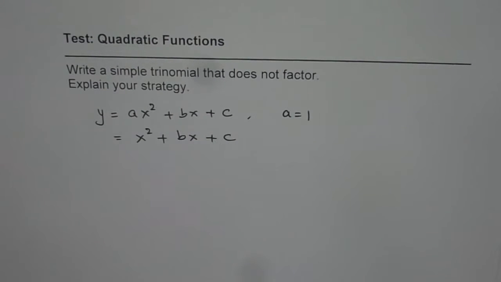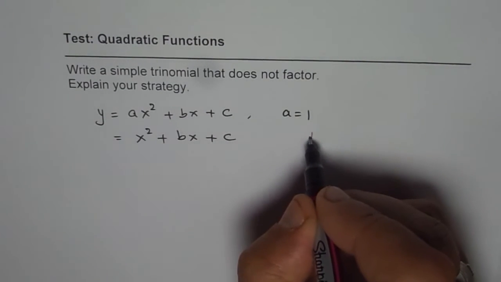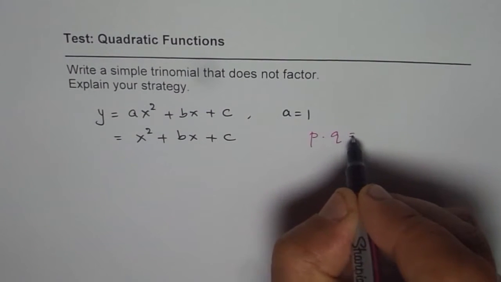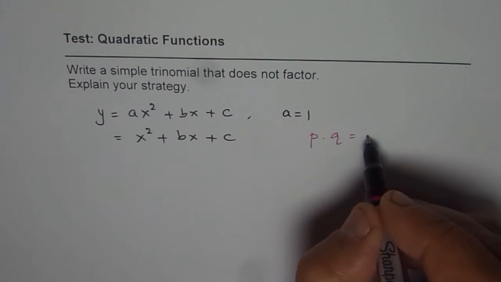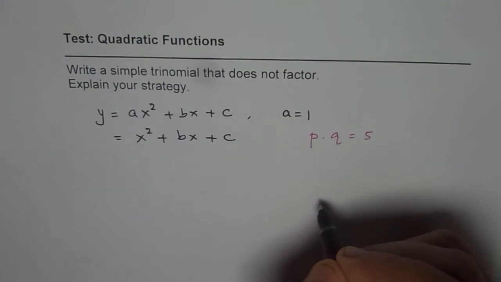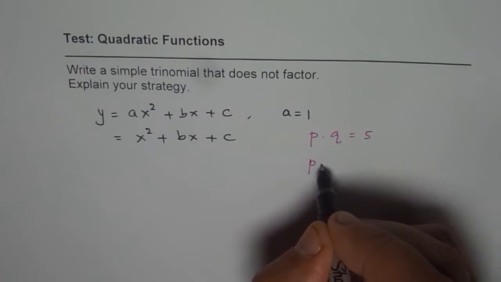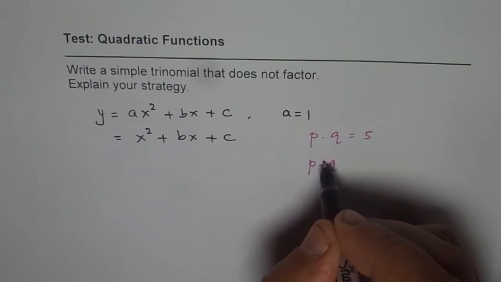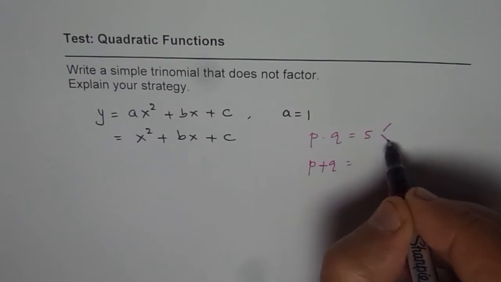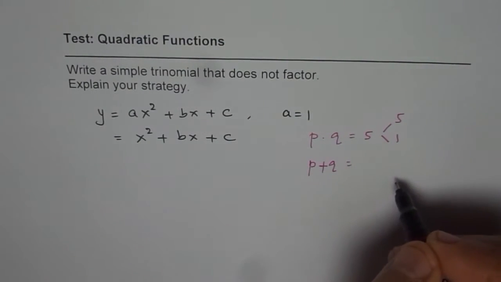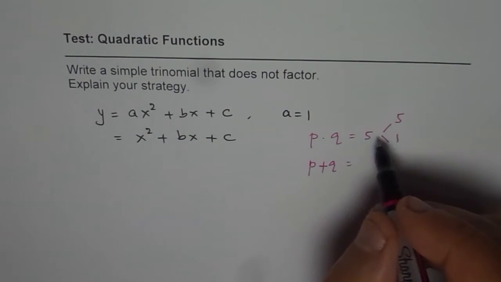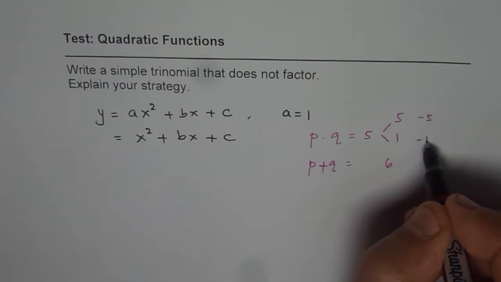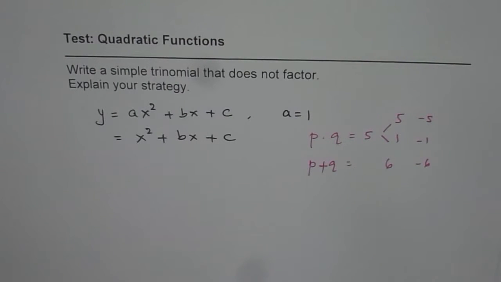Now if you have learned the factoring techniques, you know we are looking for two integers whose product should be a number. Let us take any number. For example, the product is 5, and their sum p plus q is the sum of these two. So 5 is like 5 times 1. When you add them, you get 6. Another possible way of getting 5 is minus 5 and minus 1. In that case, you get minus 6.